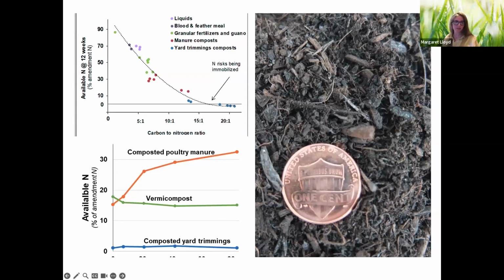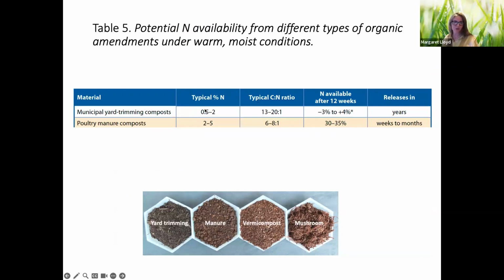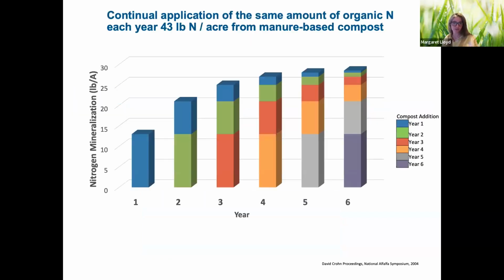So in summary, these are our estimates of nitrogen availability from compost. Whether it's 0.5 or 5% nitrogen, or the C to N ratio, that's going to impact that availability. So with a 13 to 20 or more C to N ratio, we expect tie up, or very little to no release or major contributions of nitrogen. Whereas a composted poultry manure will release about 30 to 35% and be a source of short-term availability.